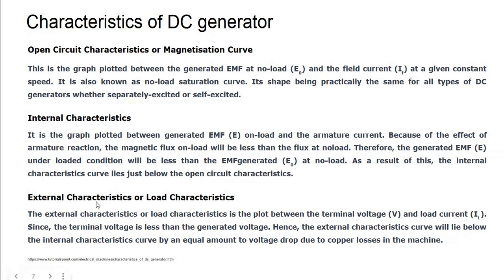And the third characteristic is the external characteristics, also called the load characteristics, which is plotted between the terminal voltage and the load current. The terminal voltage will be lesser than the generated EMF, because the terminal voltage is the generated EMF minus the resistive drops in the armature, or in the case of a series machine, it also includes the series field winding drop. So if we plot the terminal voltage against the load current, then we will get the external characteristics.